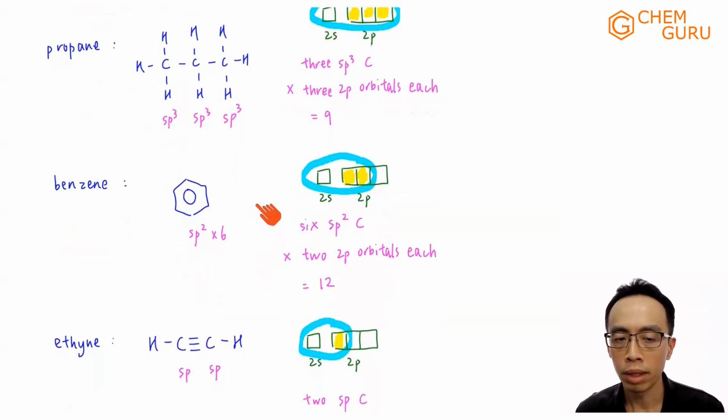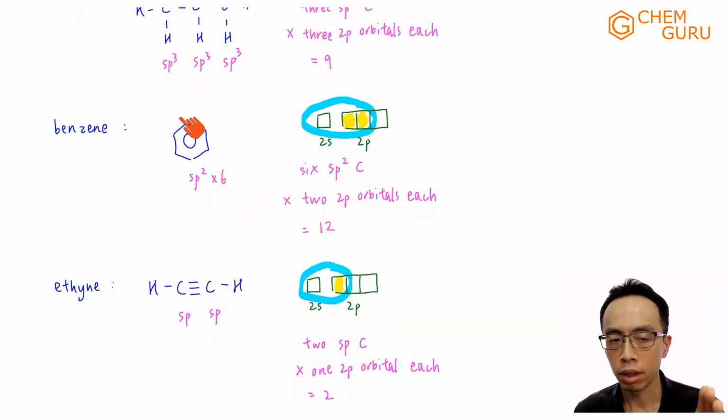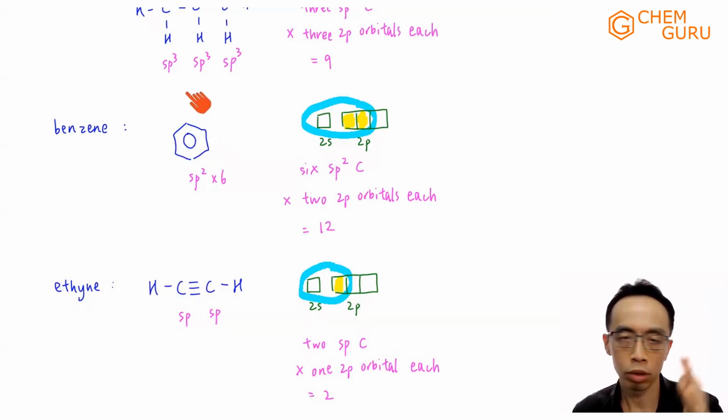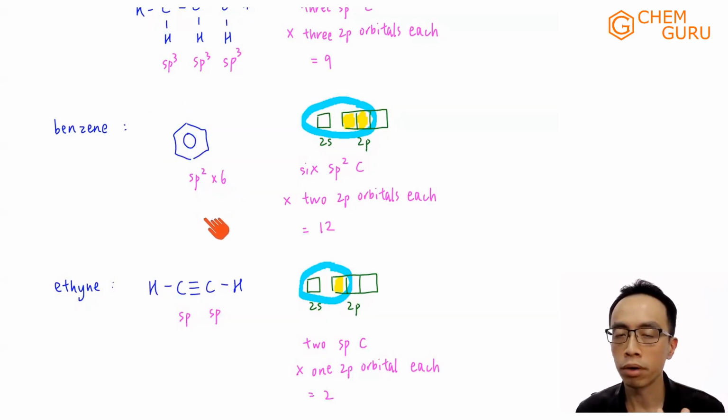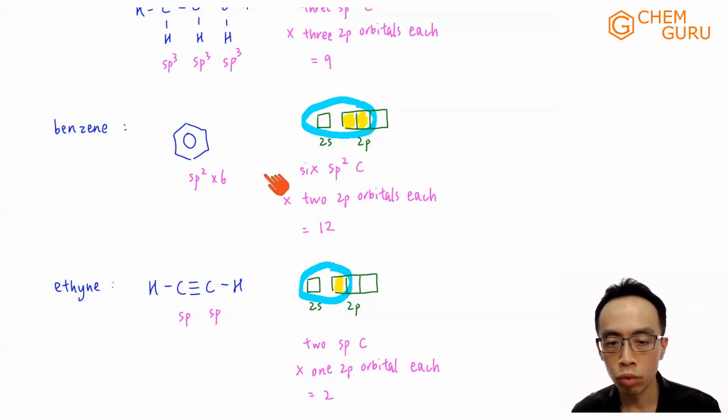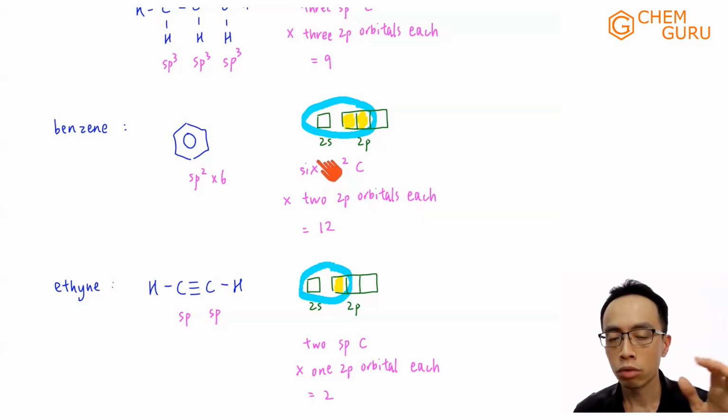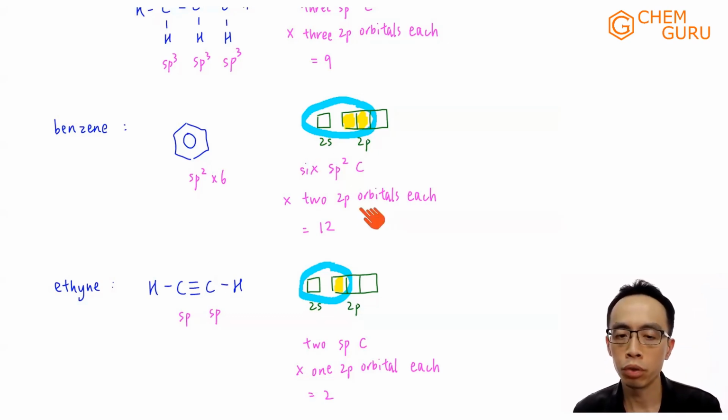Now how about benzene? Benzene carbon is bonded to 2 other carbons and bonded to 1 hydrogen, 3 sigma bonds. So the state of hybridization involving benzene carbon will be sp2. I have 6 of these carbons. So each of these carbons will use 2 2p orbitals for mixing, and I have 6 of them. So the number of 2p orbitals used in hybridization will be 6 times 2 is 12.